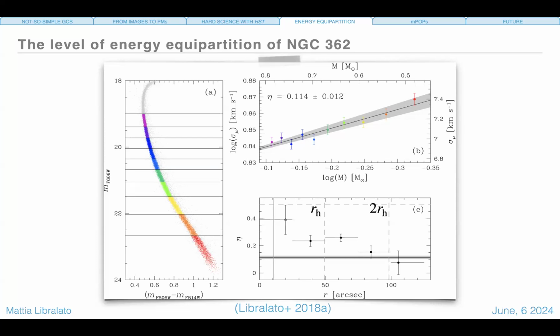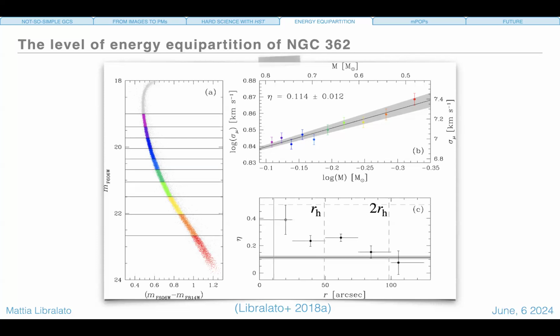What we did was to divide the main sequence into different equally populated bins. In each bin, we measured the average velocity dispersion and magnitude, and converted the magnitude to mass with an isochrone. Then on the top right, you see this plot where you have, in a log-log plane, the velocity dispersion as a function of mass. We fit the points with a straight line. The slope is the measurement of the level of energy equipartition, eta, that we found to be 0.11.